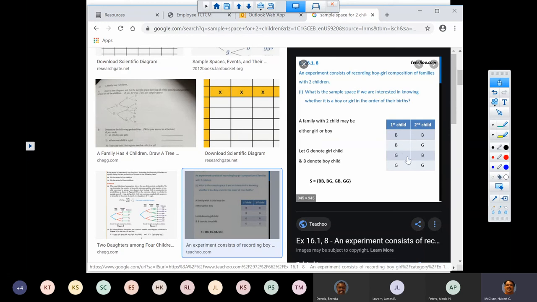There's a sample space for two children. The event is having two children. The sample space is those four combinations right there. Here's the way you write a sample space. It says S, capital S, is equal to braces: boy, boy, boy, girl, girl, boy, girl, girl.